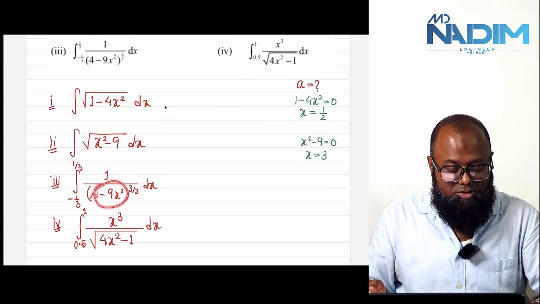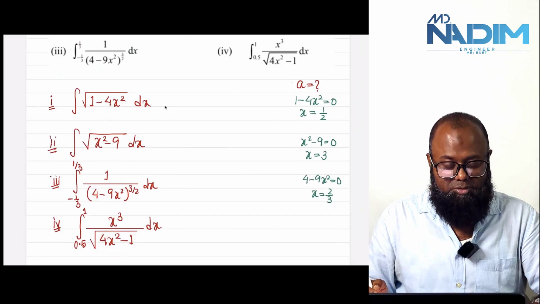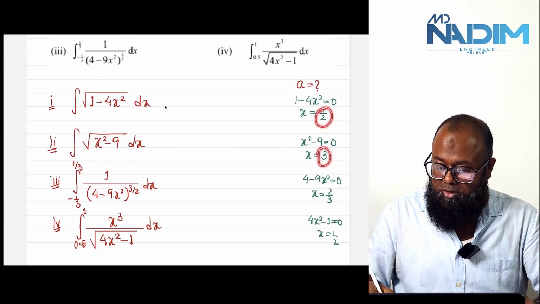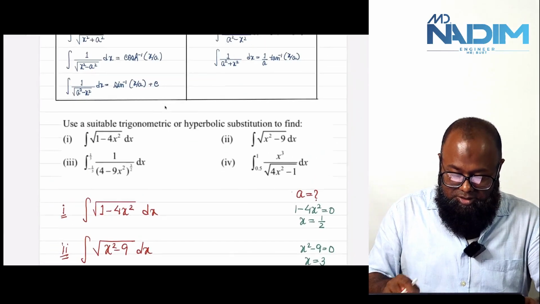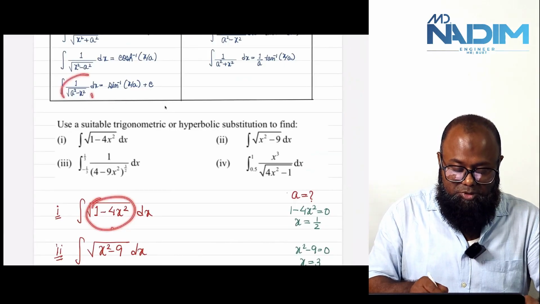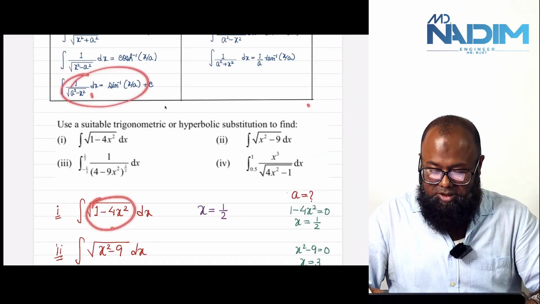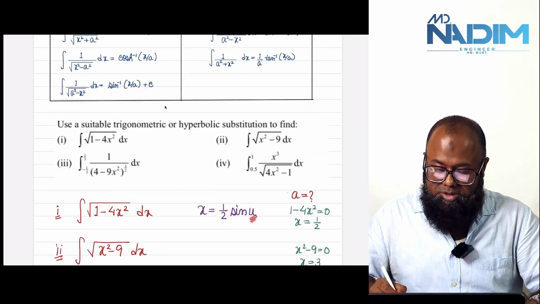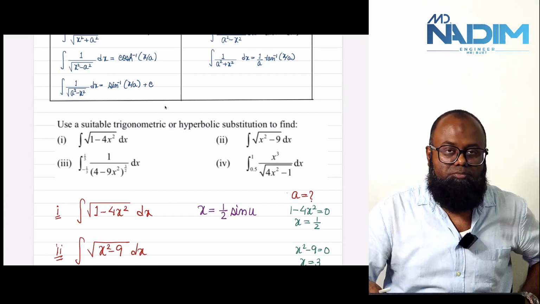Now, this one is equal to 0. x is equal to 2 by 3. Now, this one is equal to 0. x is equal to half. So, I have got the values of a for all the sums here. Now, if I guess, now again, this is root over a squared minus x squared. So, it matches with this. So, it would be a sine, x is equal to a sine theta. And a is half. And what is the u? u is my substitution, the term that I will substitute to.